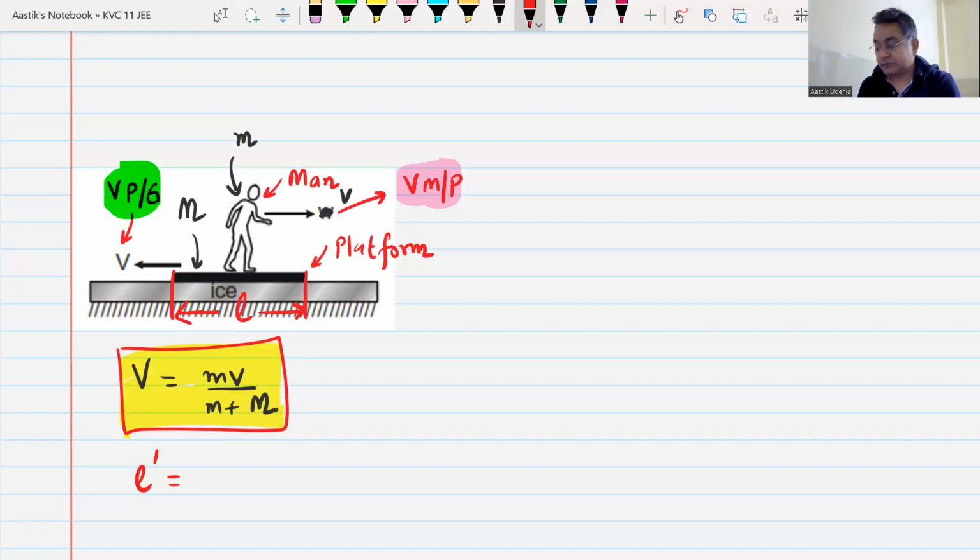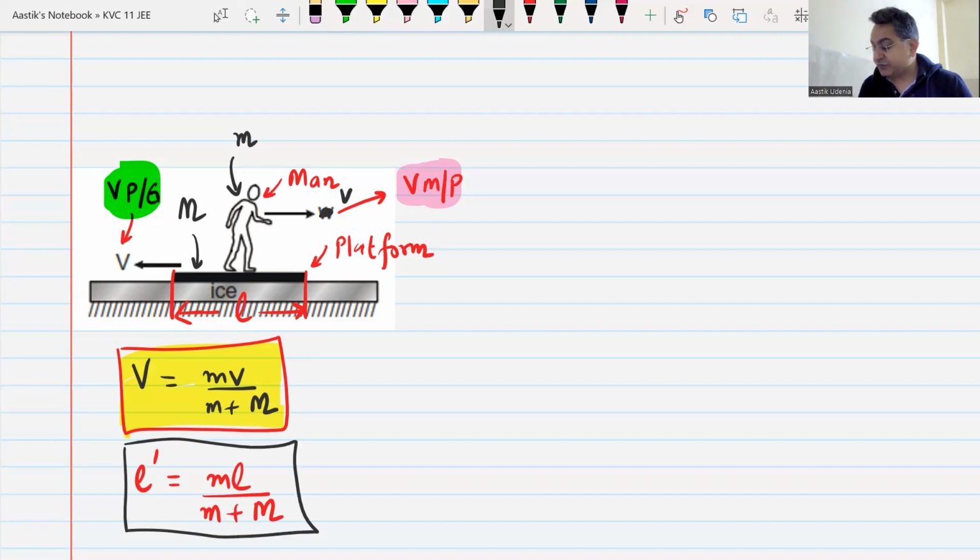No one can tell me. It will be equal to M into L upon small m plus capital M. So please note these two formulae as formula for man walking on a platform. I'll give you 2 minutes. Once you are done, please let me know.